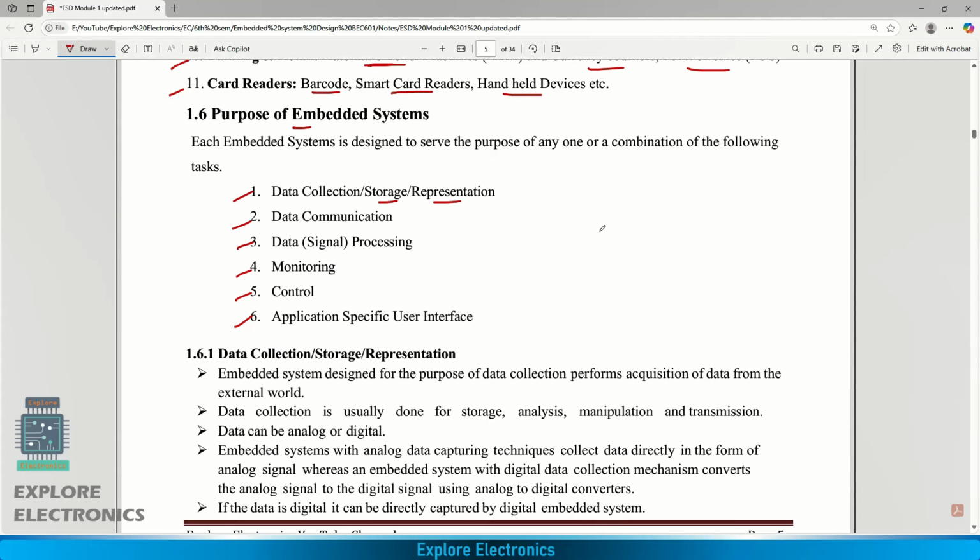Suppose we take an automatic toll collecting system. We will be collecting the data as a vehicle number. It will be detected on its own. It will do the communication between the car and the system, and it will do some processing, and it will monitor whether the amount is deducted or not, and it will do the controlling functionality of the toll gate. Then it will have some interface. Like that we can easily understand the purpose of an embedded system by taking any example.